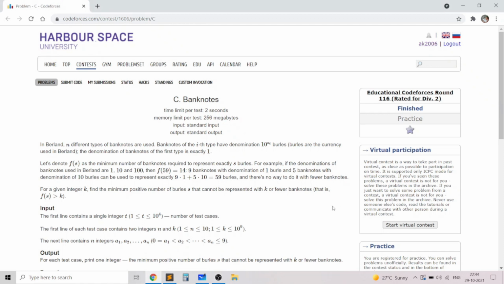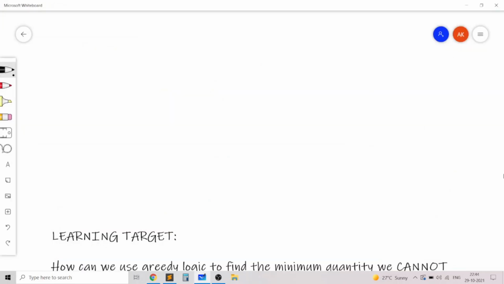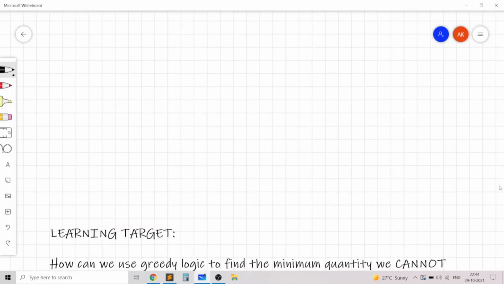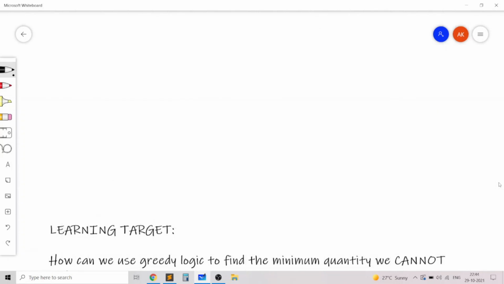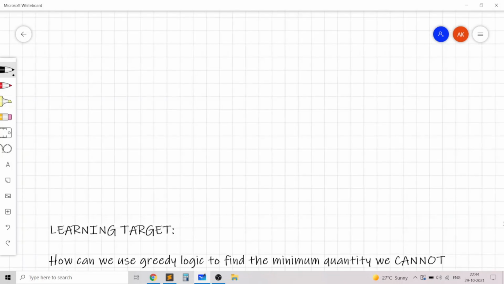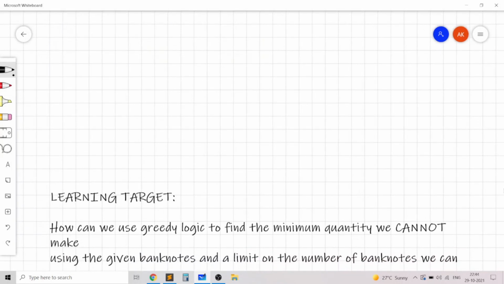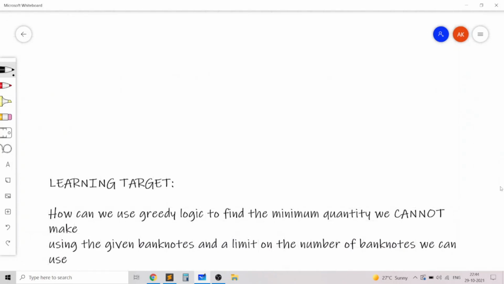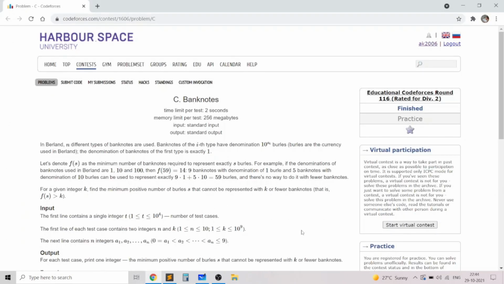Hello everyone, in this video I will go over my solution to the problem named Banknotes, taken from today's Codeforces round. This problem is an excellent problem which teaches us how we can use greedy algorithms to find the minimum quantity we cannot make using the given banknotes and a limit on the number of banknotes we can use. Since I solved this problem in contest, I'll be telling you my exact thought process as I tried to solve this problem using greedy logic.